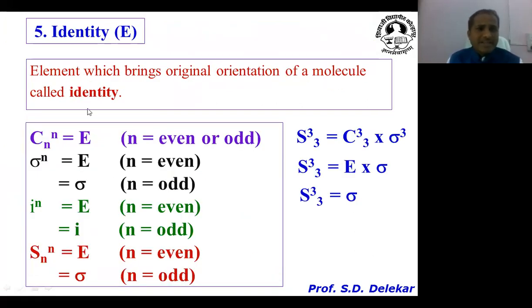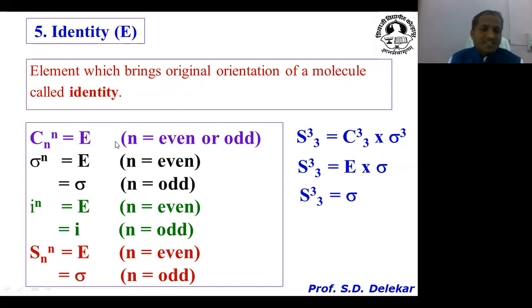Then the last symmetry element is the identity. Identity means the element which brings the original orientation of a molecule. We have already discussed the proper axis of symmetry, then the plane of symmetry, then the center of inversion, and then the improper axis of symmetry. So if you look at the water molecule, if you perform the two-fold axis of symmetry 2 times on water, we get the original orientation of the molecule.